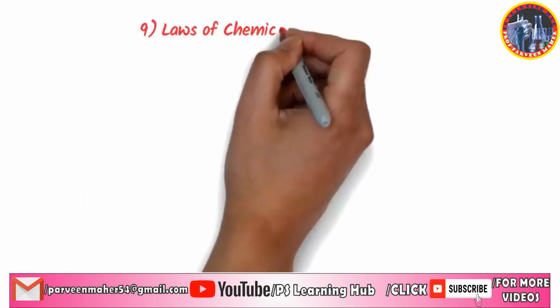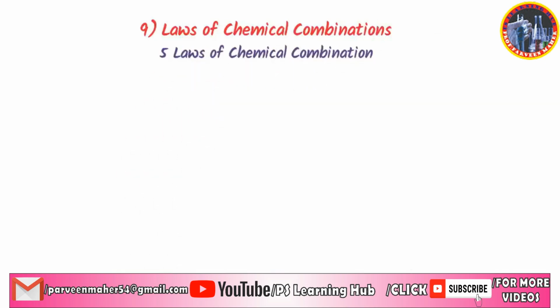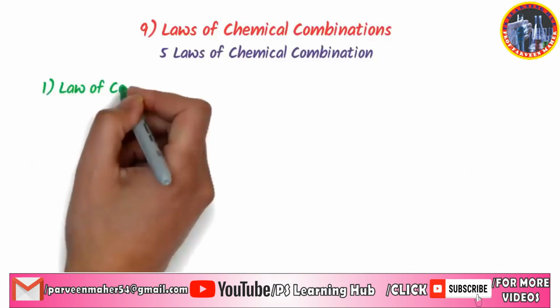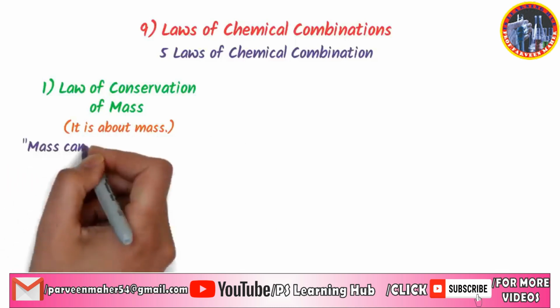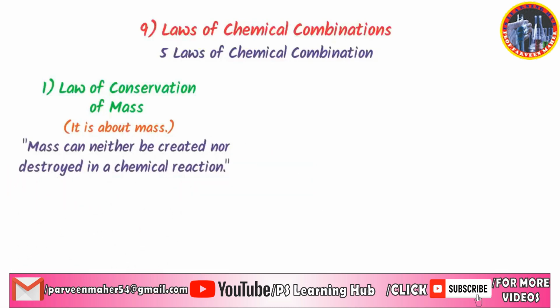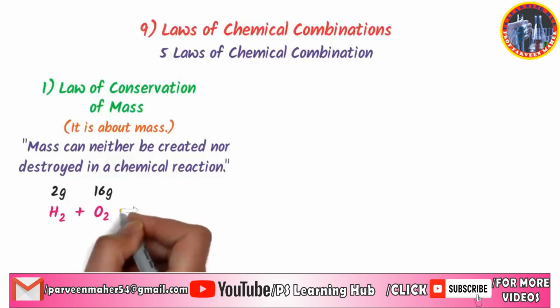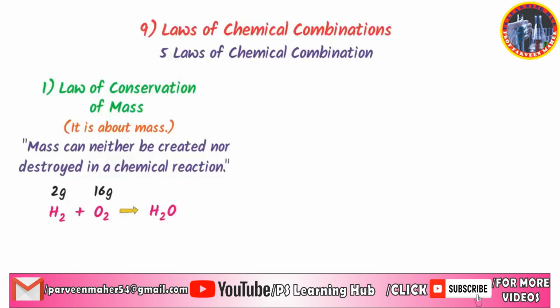The ninth topic is laws of chemical combination. Well, there are 5 different laws or 5 subtopics that describe the basic rules by which atoms and molecules combine together. The first law is law of conservation of mass. Remember that it is all about the mass. It states that mass can neither be created nor destroyed in a chemical reaction. For example, consider 2 grams of hydrogen and 16 grams of oxygen. When they both react together, they form water. Now, if we measure the mass of the water, it would be 18 grams. So we say that the mass of the reactants is 18 grams and the mass of the product is also 18 grams. Thus, they both are equal. That's why we say that mass can neither be created nor destroyed in any chemical reaction.